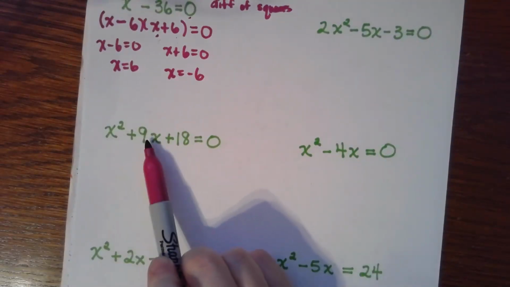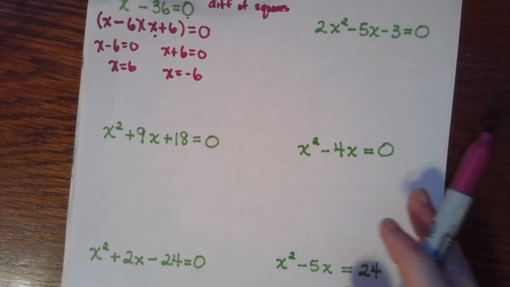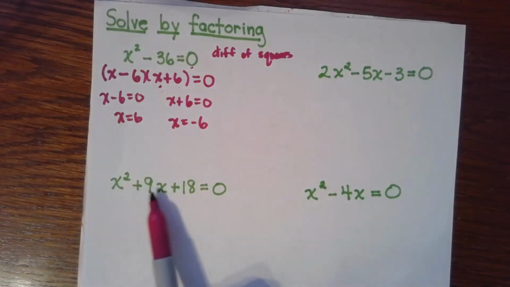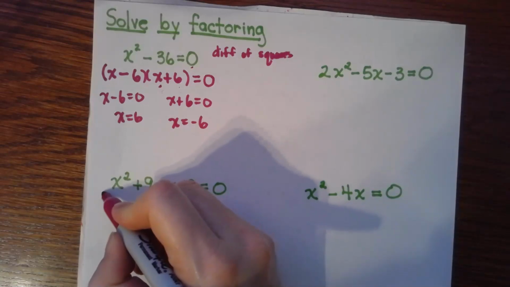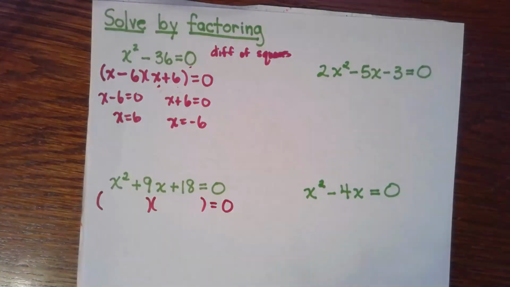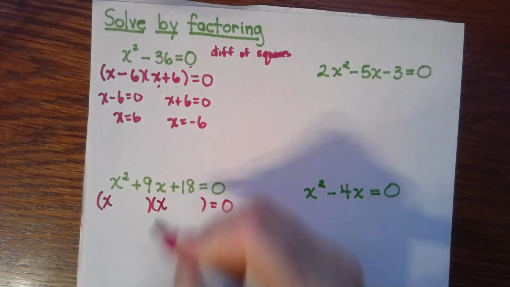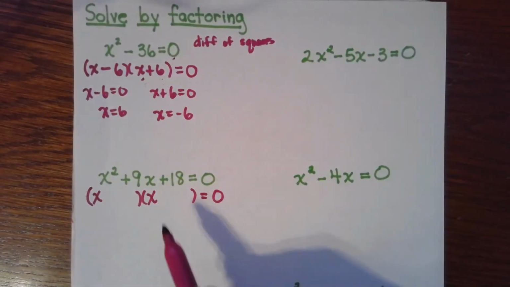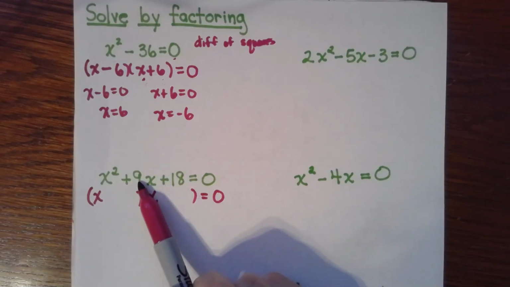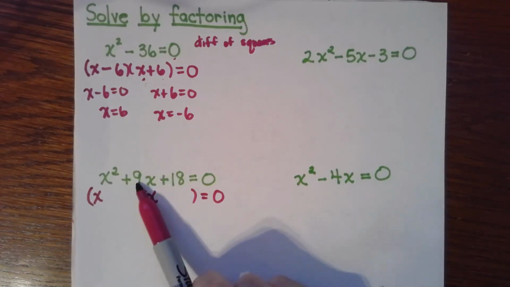Now we have x squared plus 9x plus 18 equals 0. So once again, we know we want to solve by factoring. And so this time, it's not a difference of squares like this. This is a trinomial. And trinomials, I usually just like to write myself two sets of parentheses. Okay, so to get the x squared, I'm going to put 1x here and 1x here. And then I ask myself, what numbers will multiply to 18 and add up to 9?